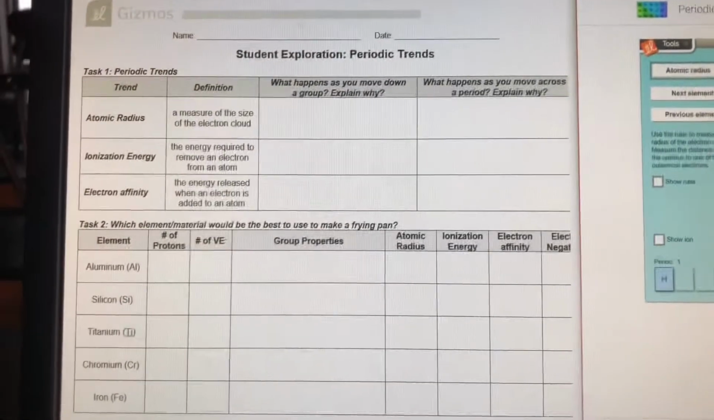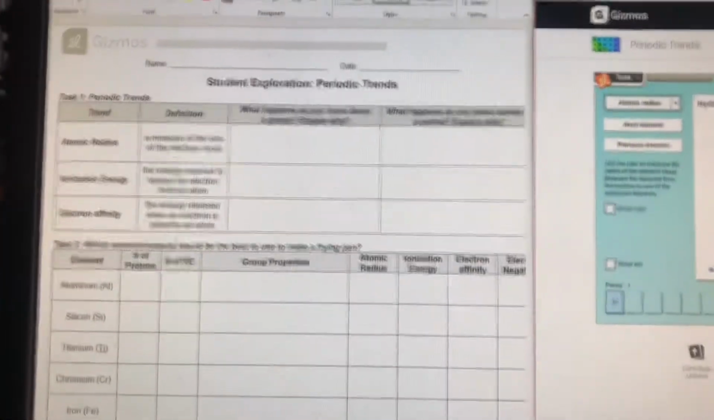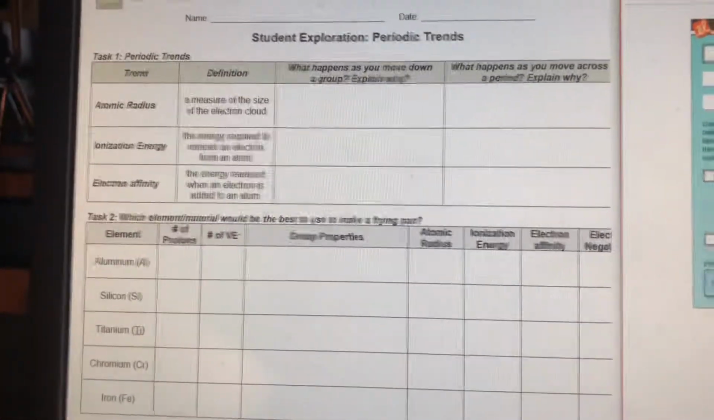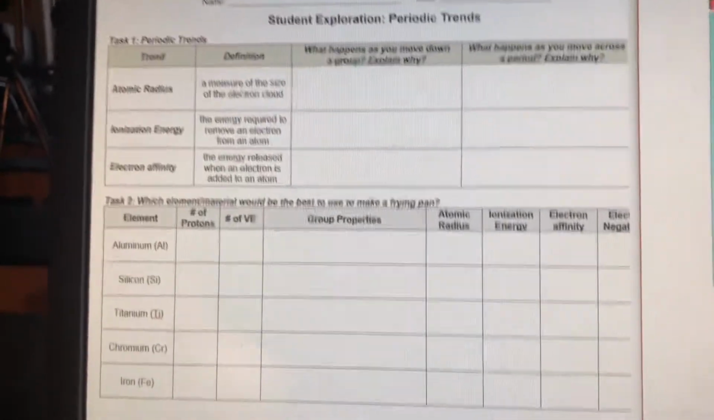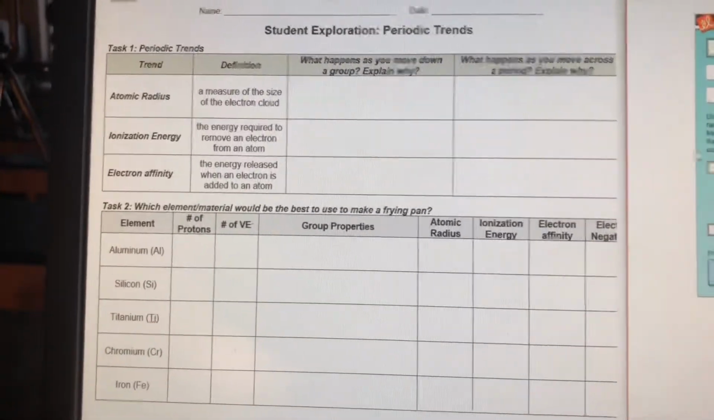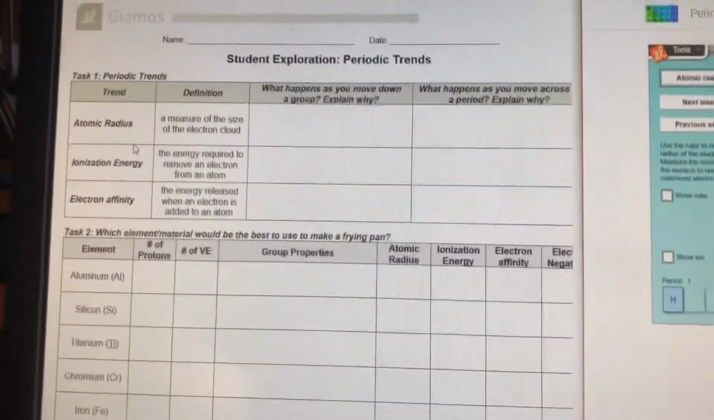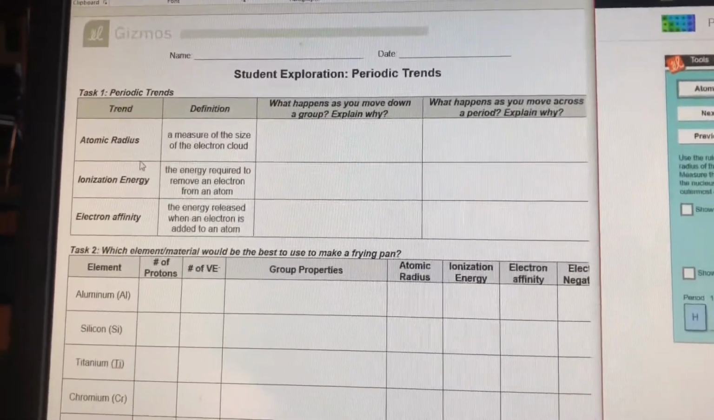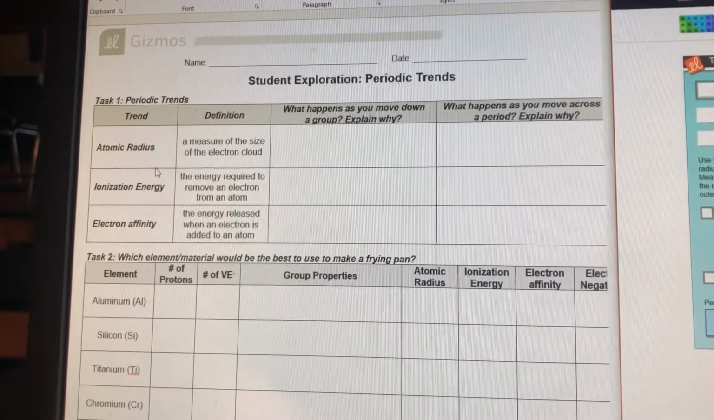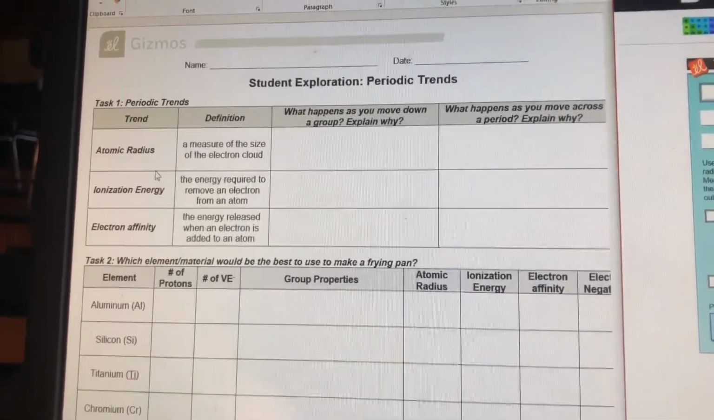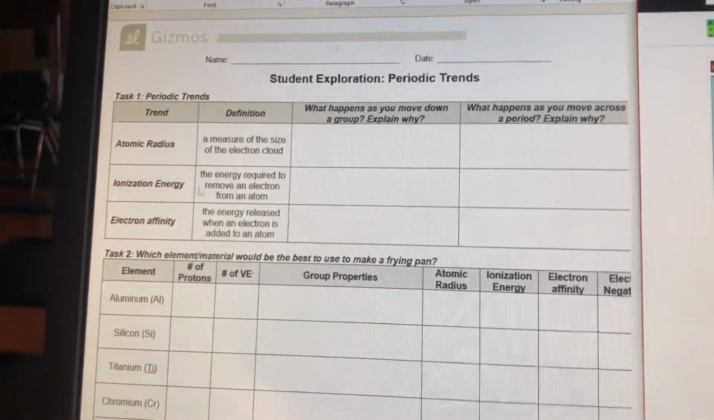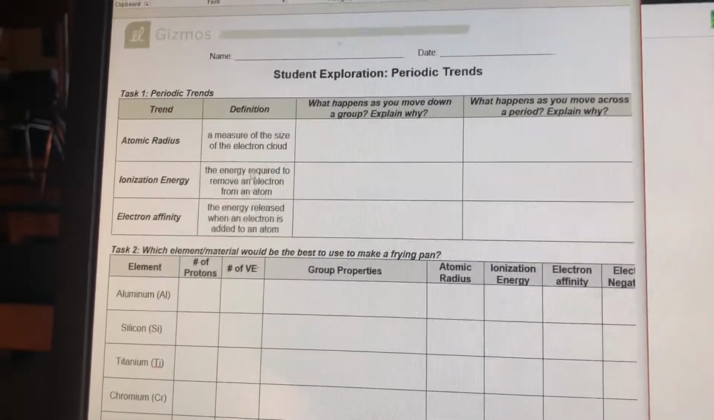This worksheet is asking you to do a little bit of exploration more than answering questions. Okay, it's a little bit more critical thinking. So the first thing you're gonna do, table 1, I'm sorry guys, I'm trying to film my screen, that's why I'm a little shaky. You're gonna look at atomic radius, ionization energy, and electron affinity. These are all new words. That is why I gave you the definitions right here to help you, okay?